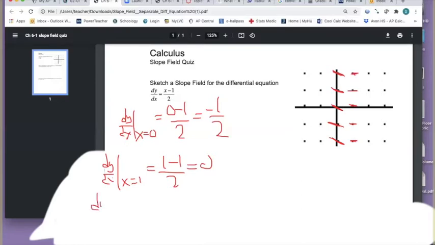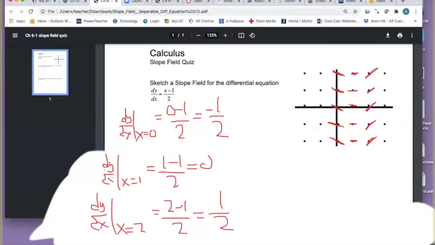How about dy/dx at x equals 2? Well, that's going to be 2 minus 1/2, which equals 3/2. Right there. I hope you can appreciate that as we go out to the right, the slopes are going to get more positive, and as we go to the left, they're going to get steeper, as in more negative, and that's going to be a slope field for the differential equation.